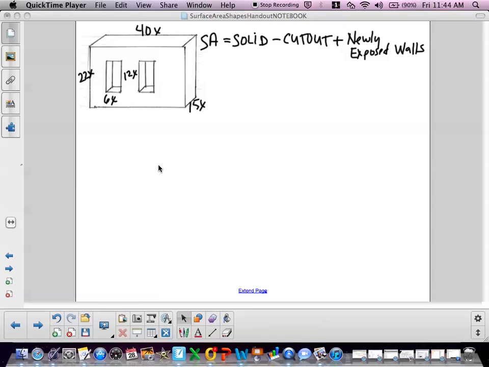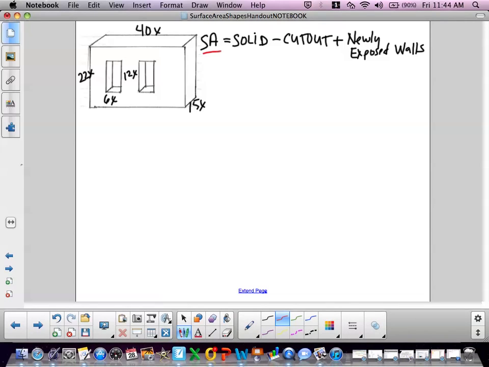And then verbally write the expression: surface area equals the area of the solid box. We'll subtract away the cutout windows, and then we have to add back in the newly exposed walls on the inside. So one step at a time. First, let's find the area of the base. And the base of this box is a rectangle.